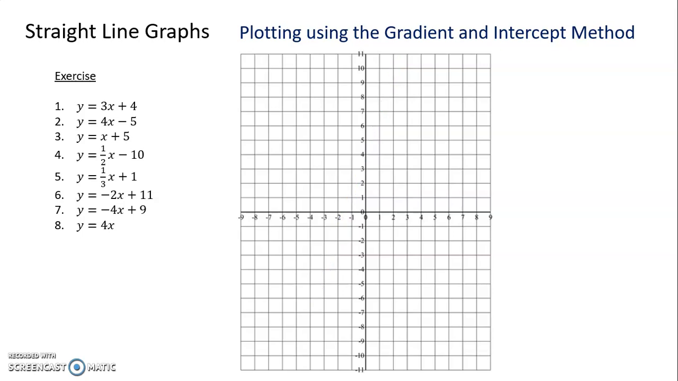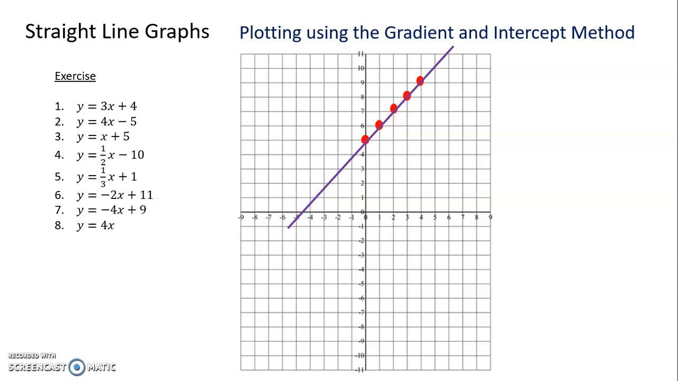Okay, question 2. The intercept for question 2 is -5. So I'm going to put my first point at (0, -5). And the gradient here is 4, so along one, up 4. And then join those up with a straight line. Okay, question 3, the intercept is at 5 and we've got just an x here. So remember that means 1x. So what we've got here is a gradient of 1, along one, up 1. So those are the points you should have plotted, and then we can join those up with a straight line.